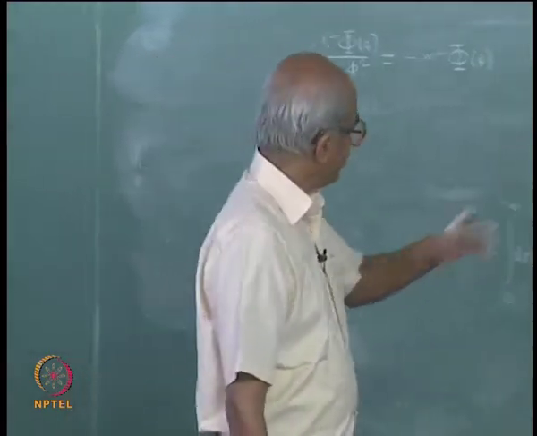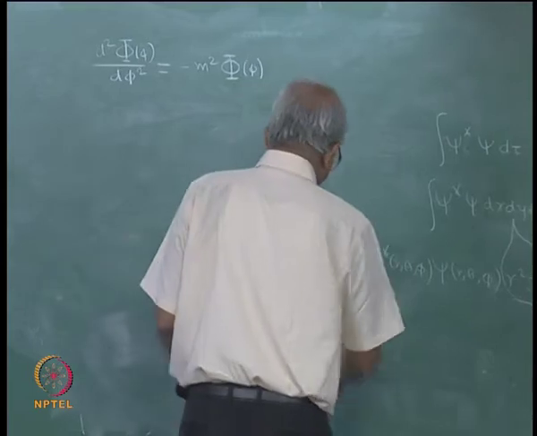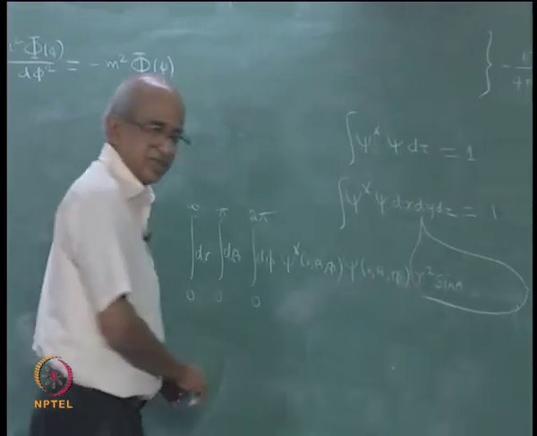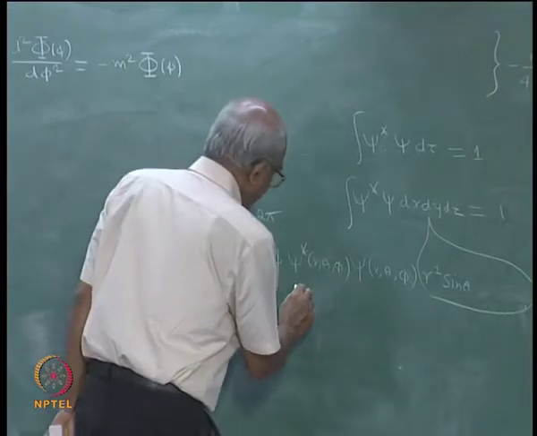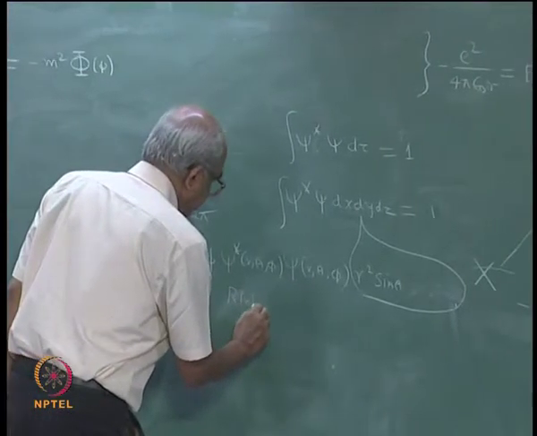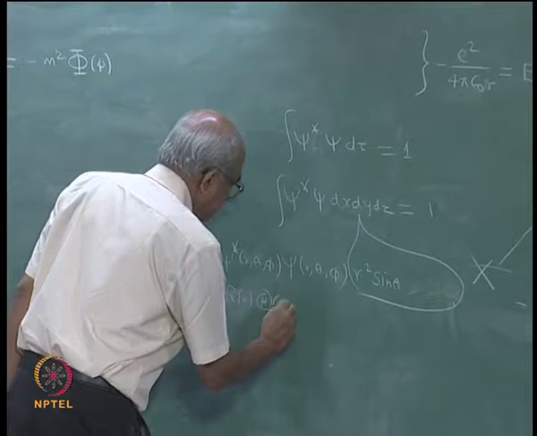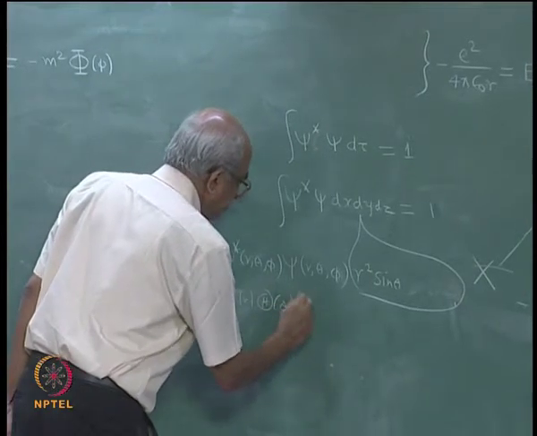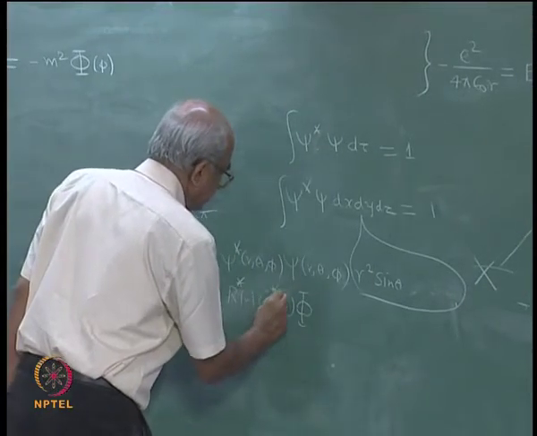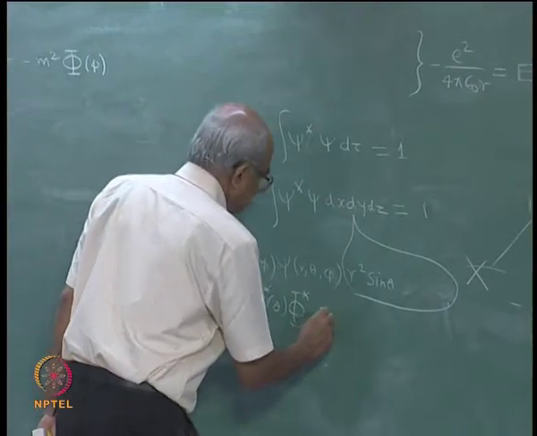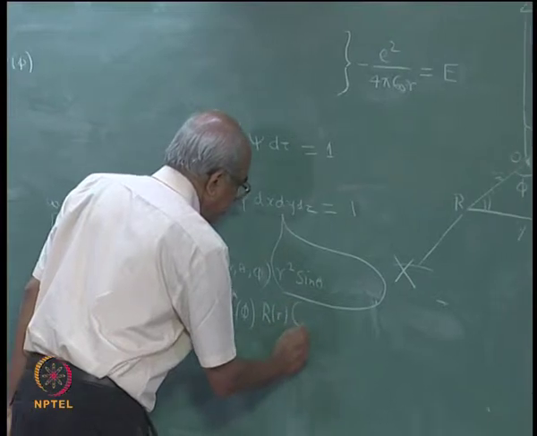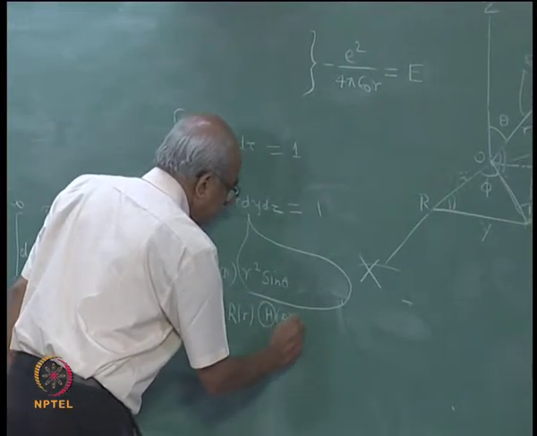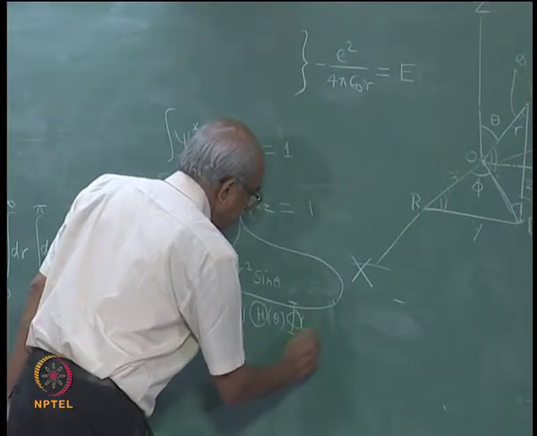And now, if I looked at my wave function, what has happened? The wave function has been assumed to be a product, correct. So, what is the nature of the product? It is going to be capital R, capital theta, capital phi, everything starred, multiplied by capital R of small r, capital theta of small theta and capital phi of small phi.